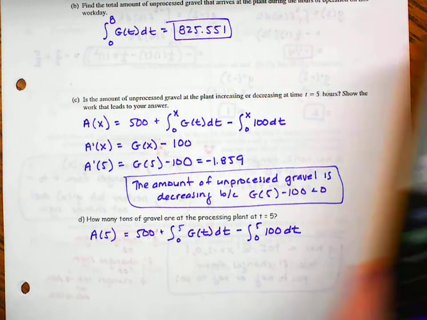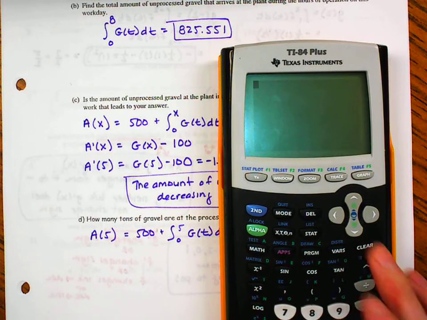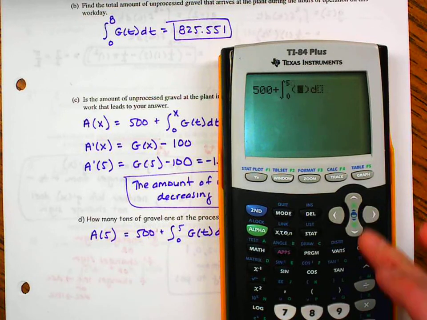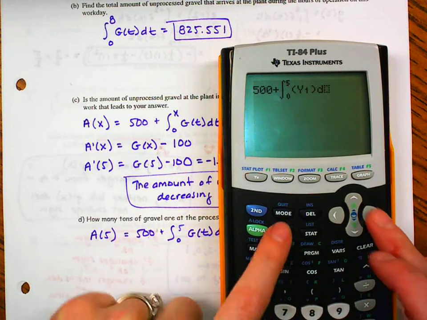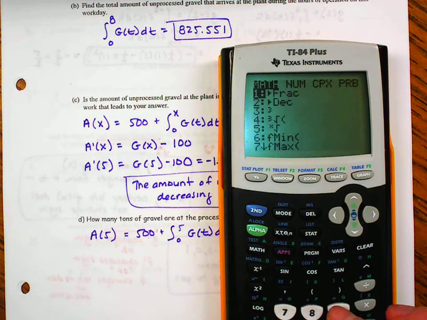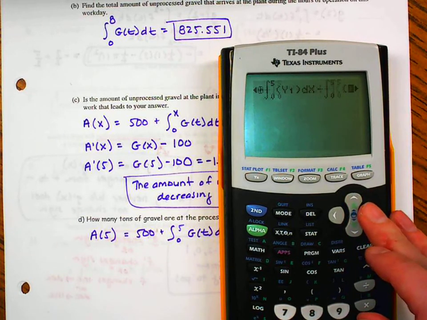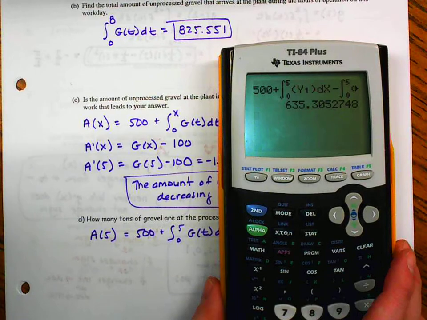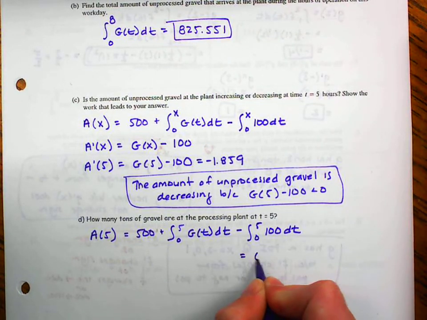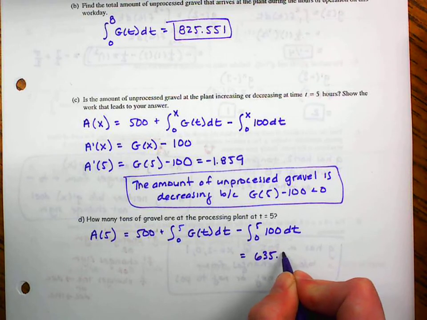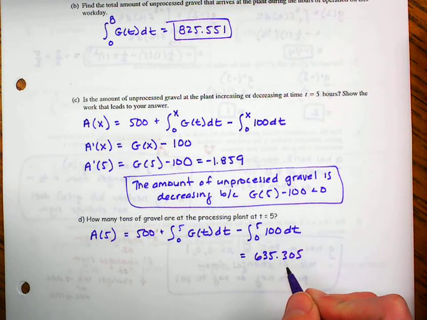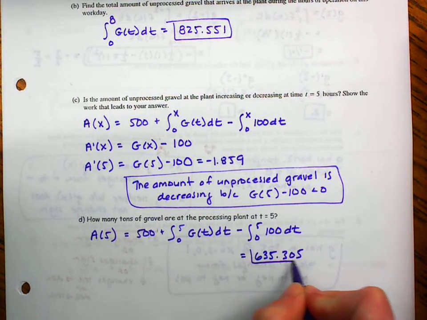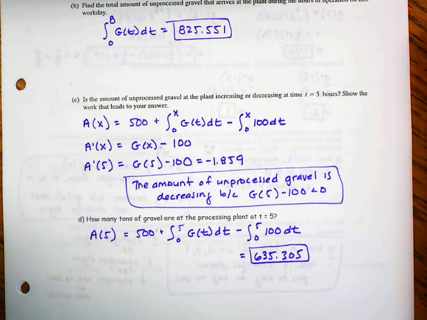Okay, so now I'm going to type that into my calculator. So I have 500 plus math 9, going from 0 to 5 of g, minus math 9, 0 to 5 of 100 dt. And there is my answer. It didn't ask for units, so I'm just going to leave it as a numerical value. If they did ask, be careful, because the units weren't gravel, it was tons of gravel, so you'd have to use tons. So this is how many tons are at the processing plant at time t equals 5.